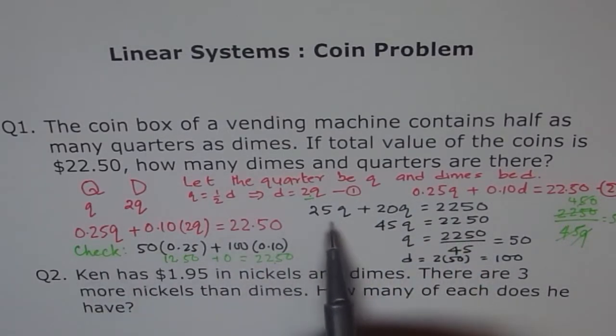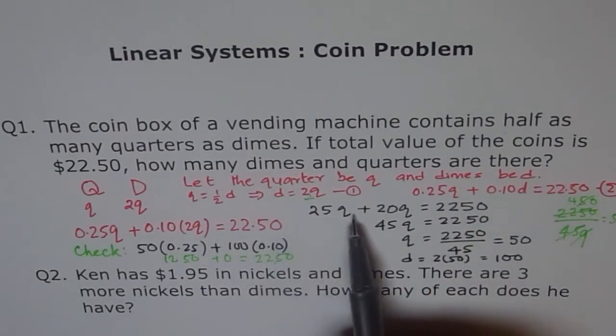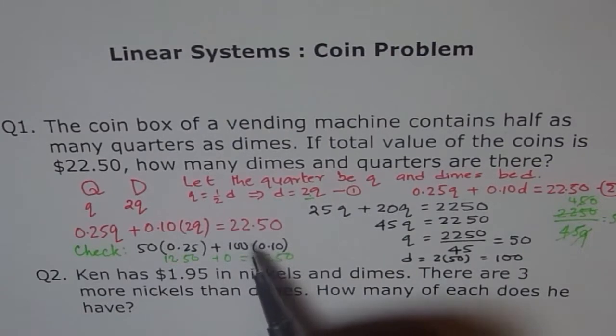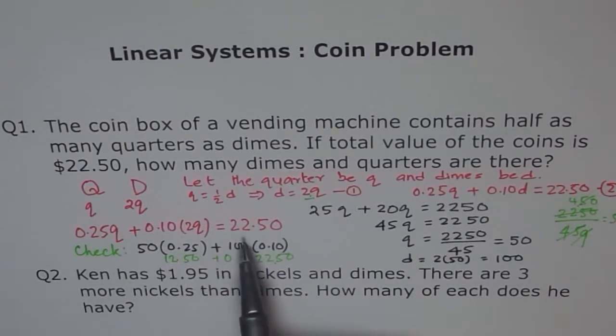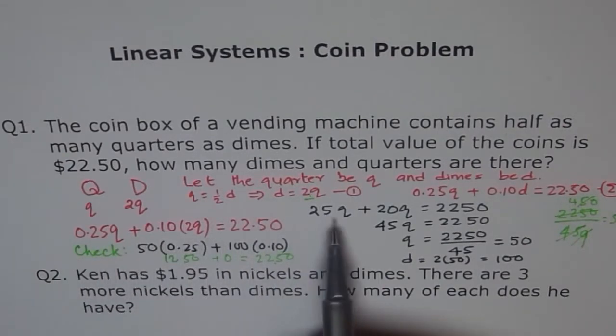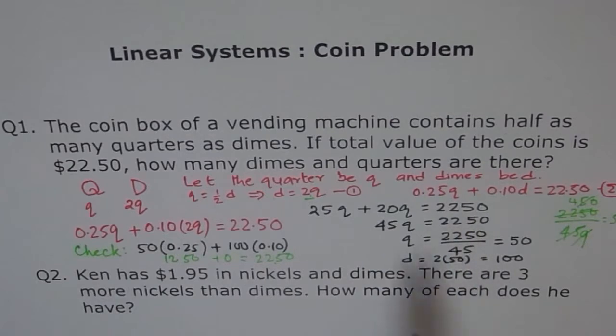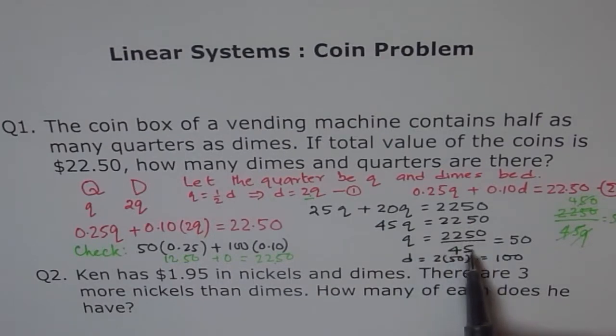Now a simple solution is given in black here. It says 25Q, 20Q, and 2250. What did we do moving from here to here? We did a great thing, avoiding decimals. Sometimes we avoid fractions by multiplying by the lowest common denominator. In this case, we'll multiply by 100 because there are two places after the decimal everywhere, right? So we multiply by 100 and get our equation in whole numbers. Once we get that, it's much simpler to see and solve, right? And we get Q equals 50.